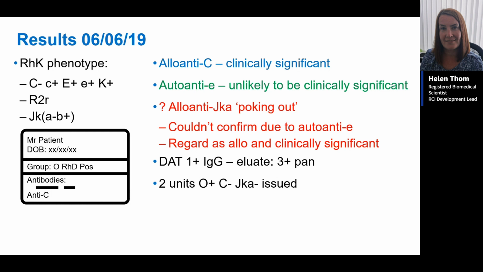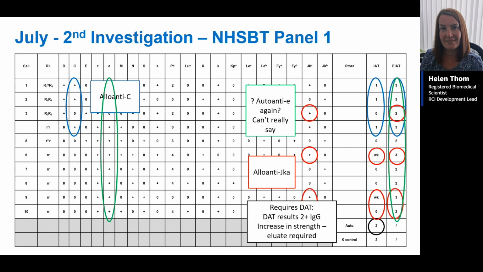However, we would strongly recommend, and will have issued, O POS, big C neg, Jka neg, and we'll give the patient an antibody card, but we could only put the anti-big C on because that was the only antibody that had been confirmed. So a month later, we'll see the patient again.